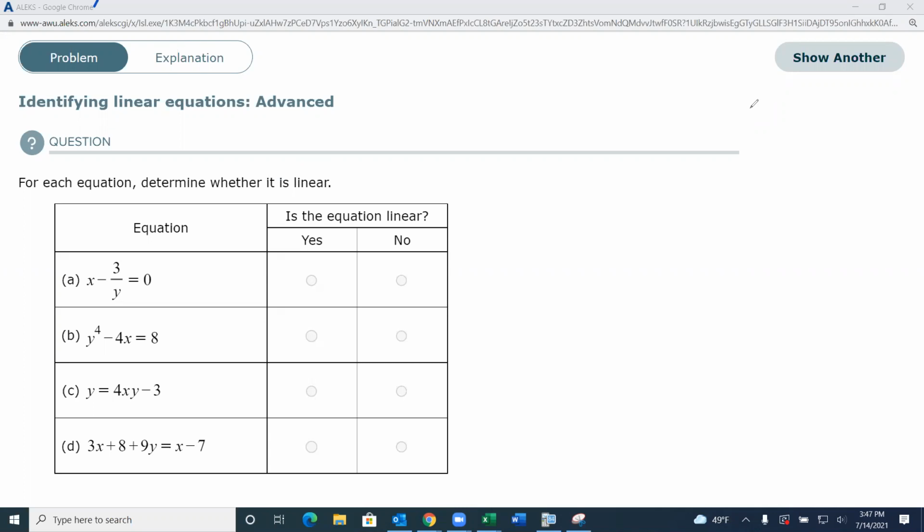For example, if any of the variables have an exponent other than 1, the answer is no, it's not linear. If any of the variables are multiplied together, the answer is no, it's not linear. If any of the variables are in the denominator, the answer is no, it's not linear. But this last one doesn't have any of that stuff going on, so yeah, that one's going to be linear. So those are basically the tells that you're looking for.